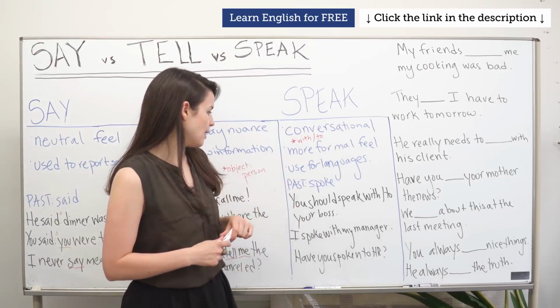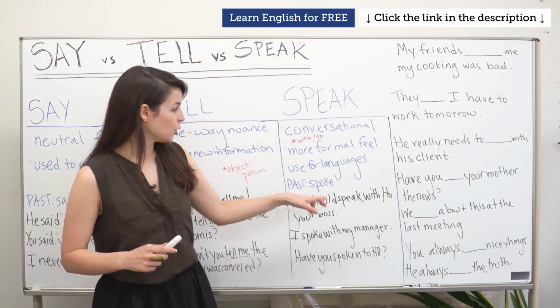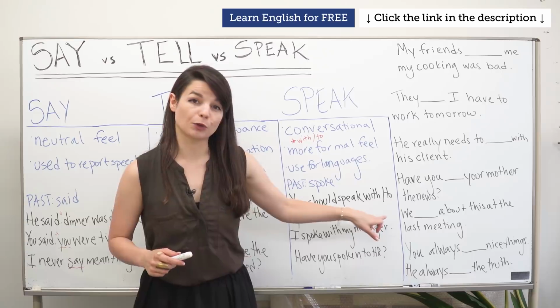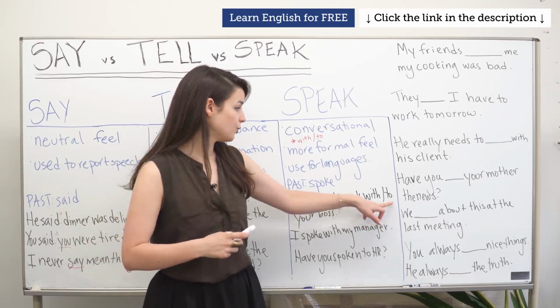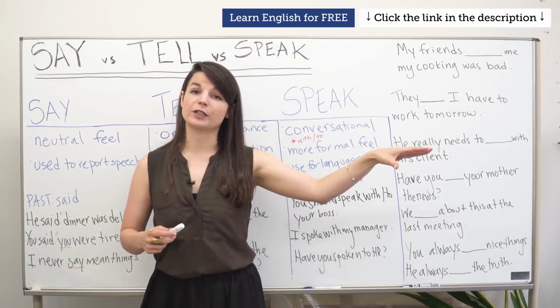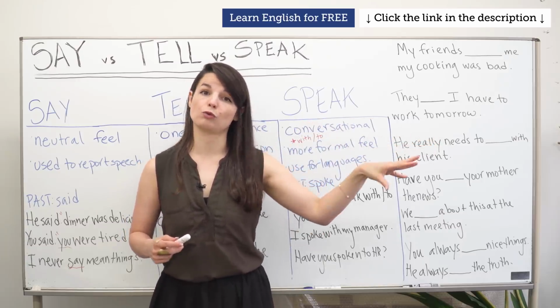Okay. Some example sentences: you should speak with or to your boss. Here you can choose. With sounds more conversational. To sounds a little more direct. You should speak with your boss, you should speak to your boss.